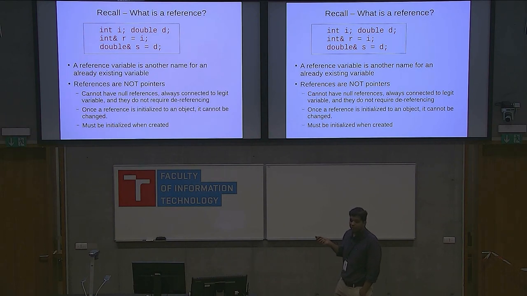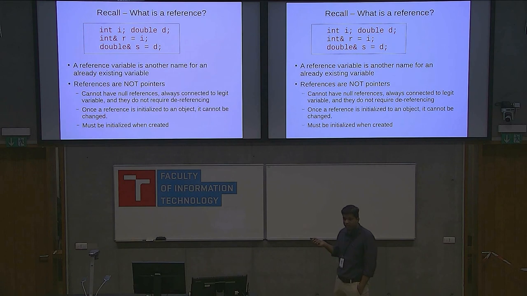Internally, every compiler uses pointers to implement this, but for the programmer, it's not useful to think of R as a pointer. There is no dereference to be done. There are some differences between references and pointers. The whole point of a reference is it's just another name for an already existing variable, which means I have to initialize it. I can't just have a dangling reference. I have to initialize it with something. Once I initialize it, it cannot be changed. And for a long time, I didn't know why this was like that. Why can't I reseat a reference?